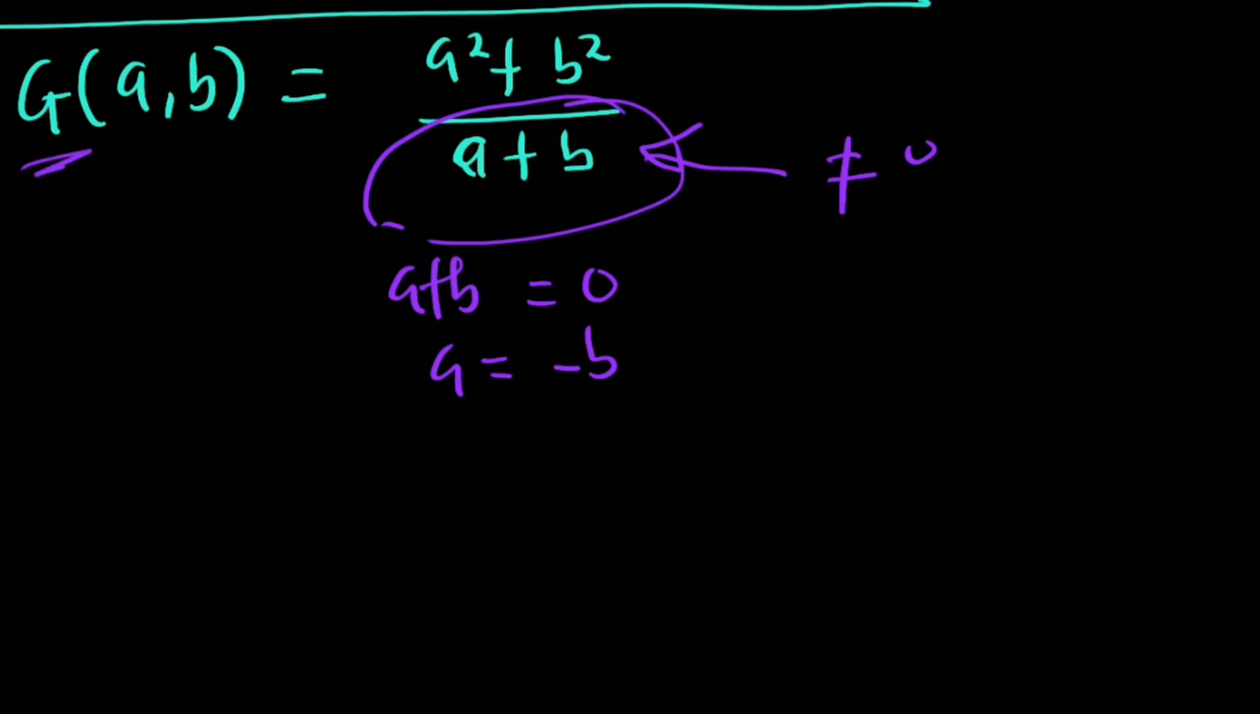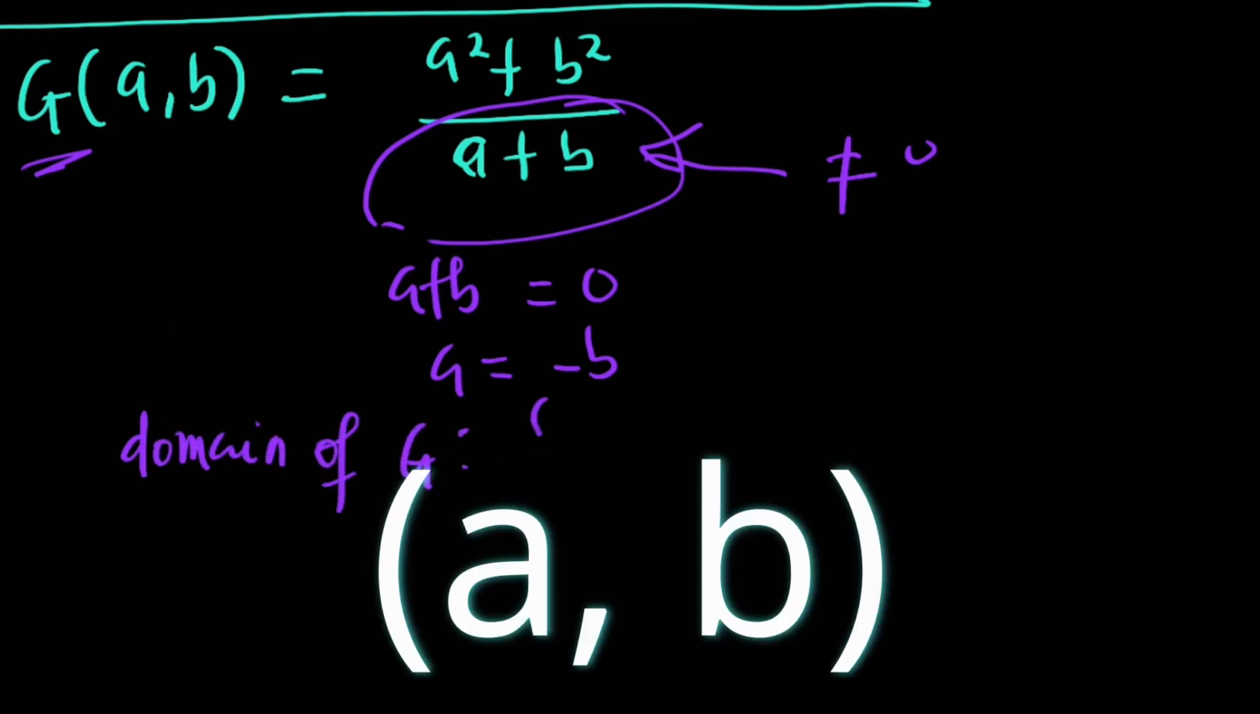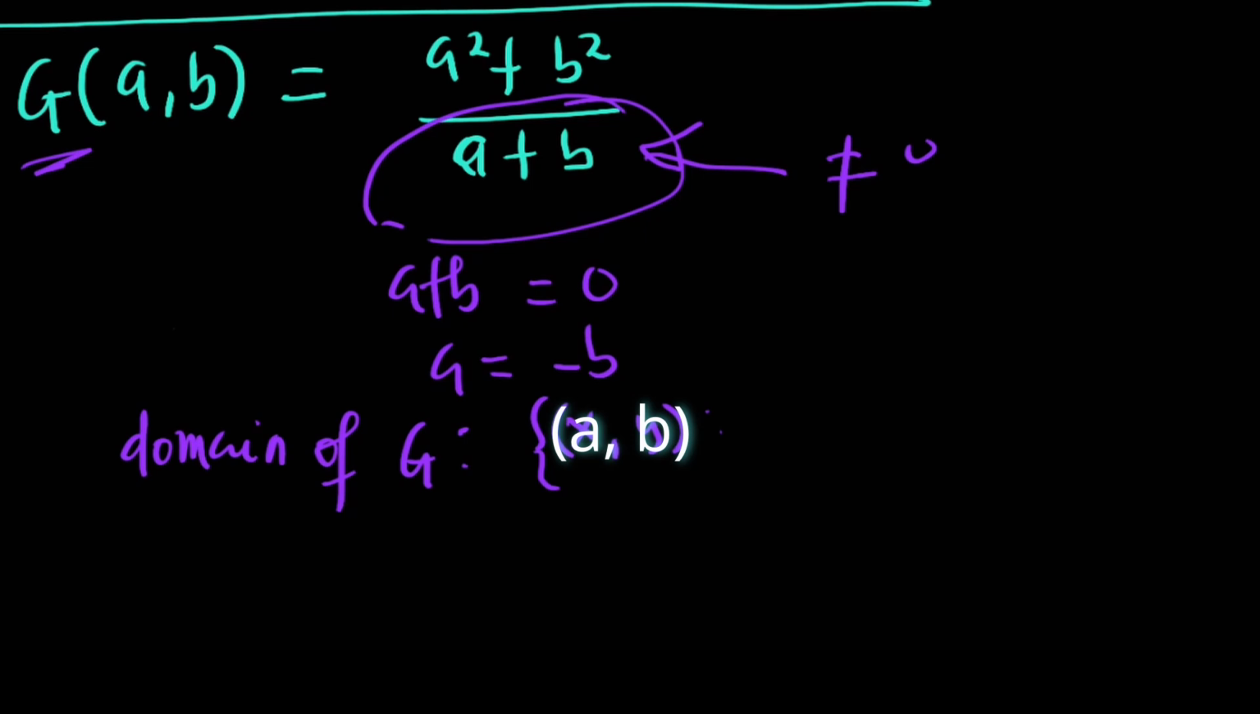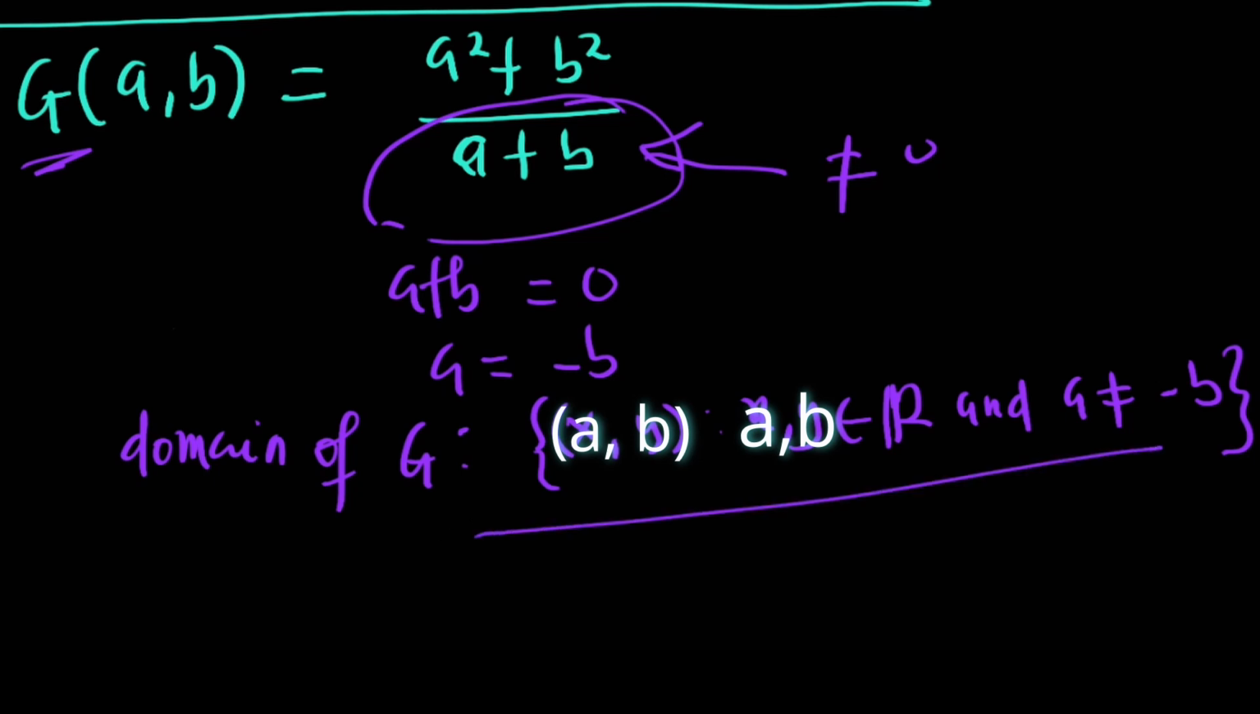There will be a value for this g, such that we can conclude that the domain of g is given by the set of x comma y, where obviously it has to be a set of points because it depends on two values, so the input would be points. So it is the set of all points x, y, such that x and y are members of the real number set, and a is not equal to minus b, or except a is equal to minus b, anyhow you want to put it. And this set now becomes the domain for this particular function g of a comma b, which is equal to a squared plus b squared all over a plus b.